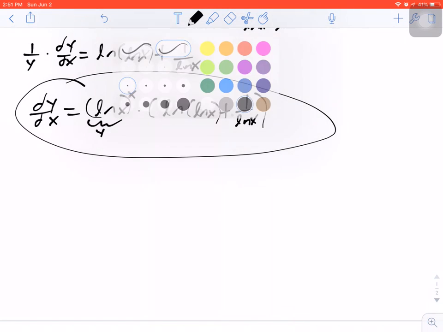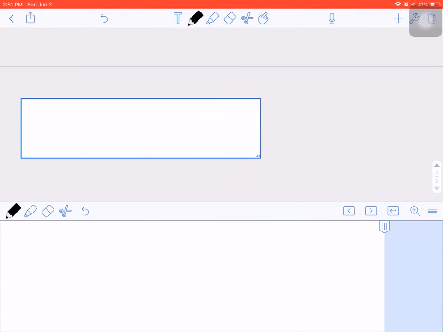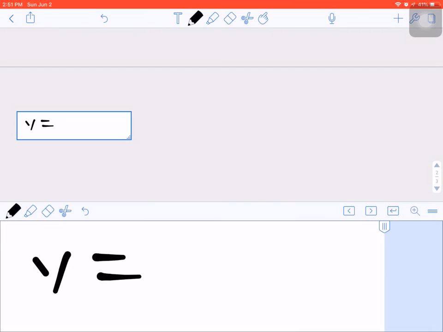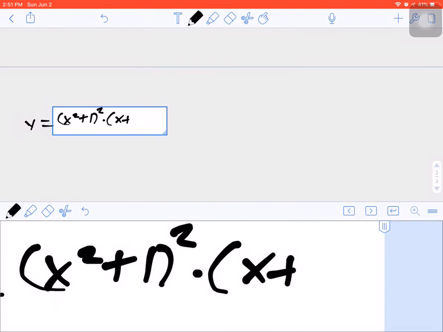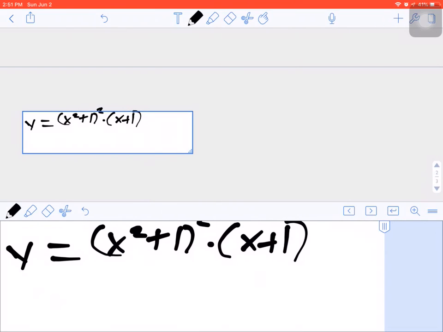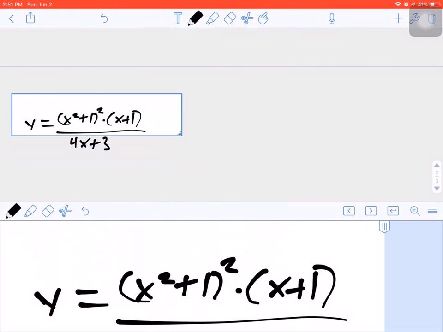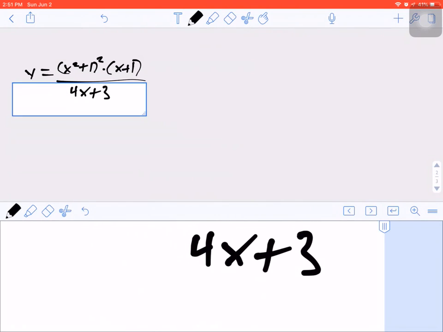Okay, so you can also use logarithmic differentiation when you're doing derivatives just to speed it up. So you could do logarithmic differentiation when you got a big problem, like (x squared plus 1) squared times (x plus 1) over, let's just say, 4x plus 3. You can use the logarithmic differentiation here because you don't like taking the quotient rule and then doing the product rule inside the quotient rule, which is kind of tough. So just use the logarithmic differentiation here.